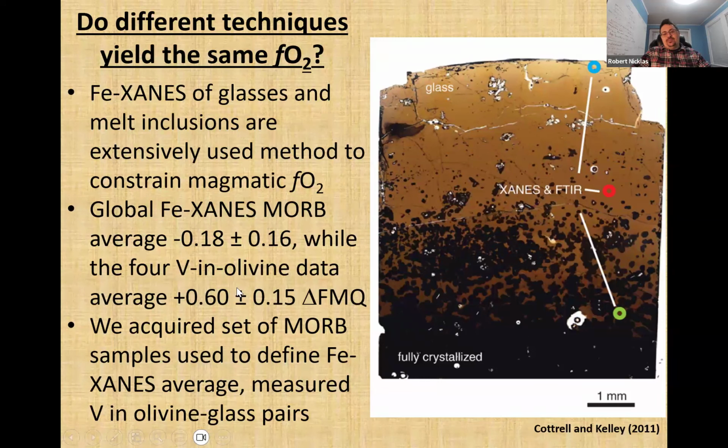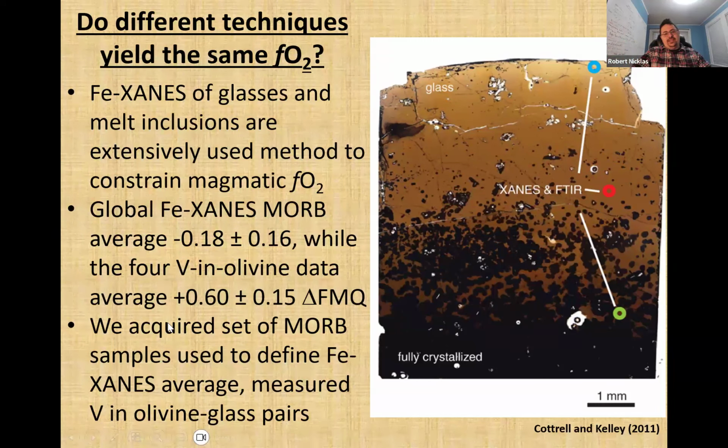And at the time when we worked with komatiite data, there were only 4 MORBs worldwide that had been analyzed for vanadium in olivine, which is kind of crazy to me. And those gave a similar but different, outside of error, oxygen fugacity than the XANES data.